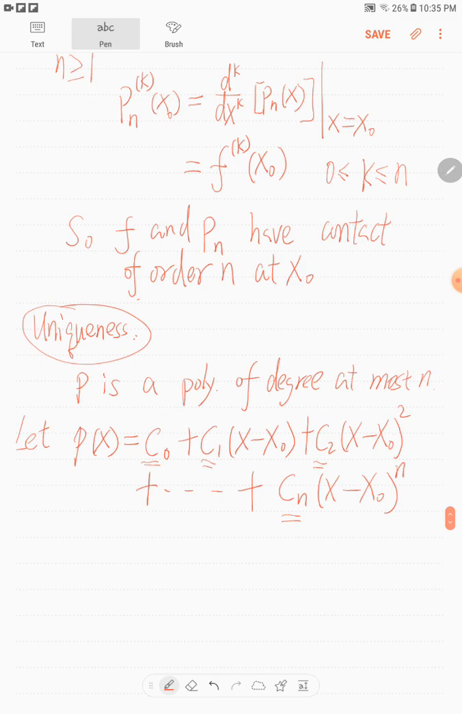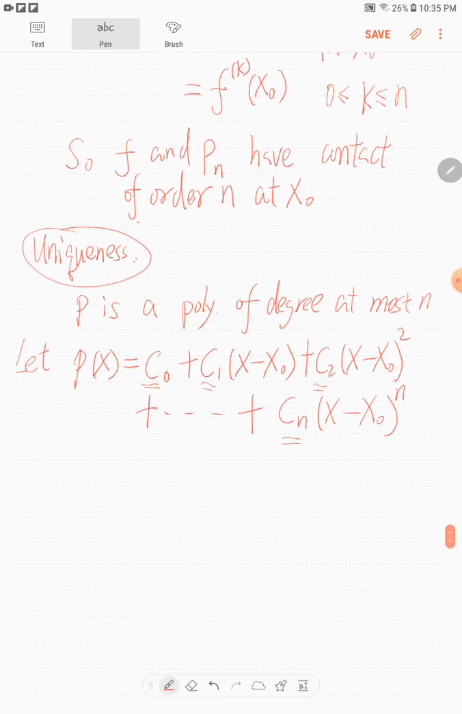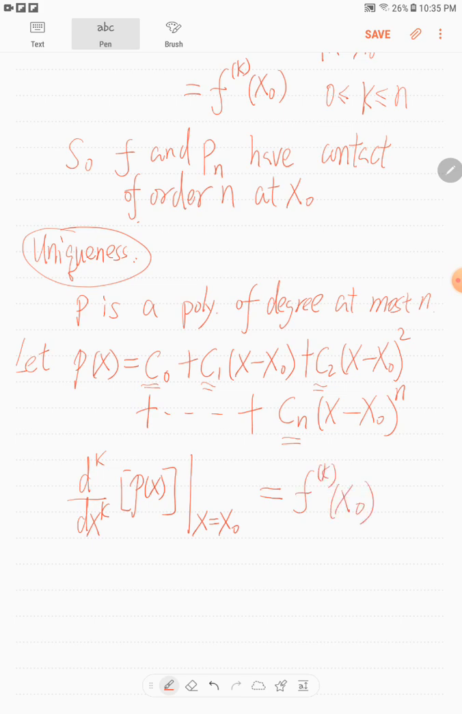So now let's take the kth derivative. We still use the formula we have, and evaluate at x naught. We know this polynomial has contact of order n with f of x. So its kth derivative at x naught must be equal to the kth derivative of f at x naught. This is from the assumption we have.